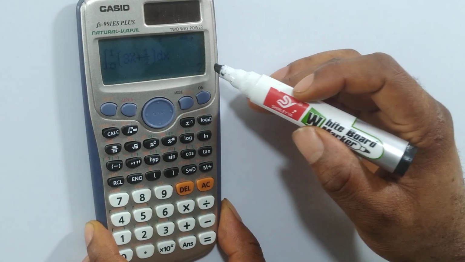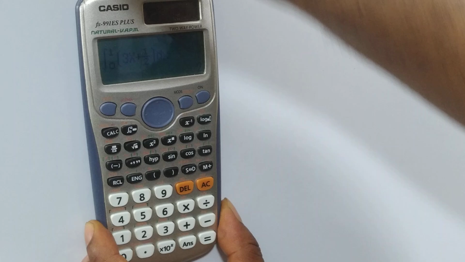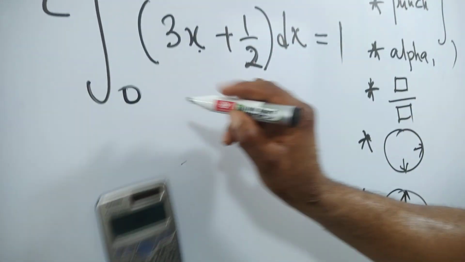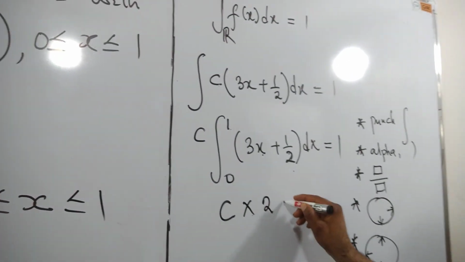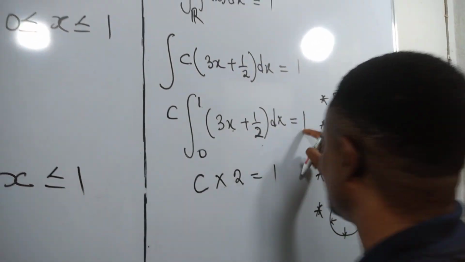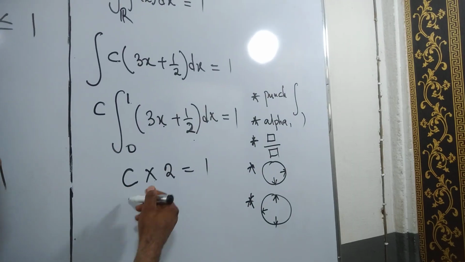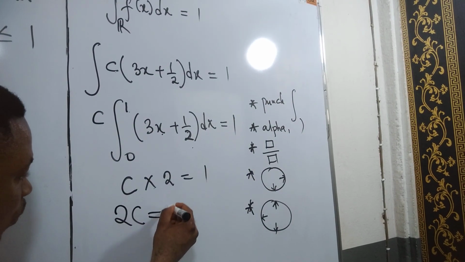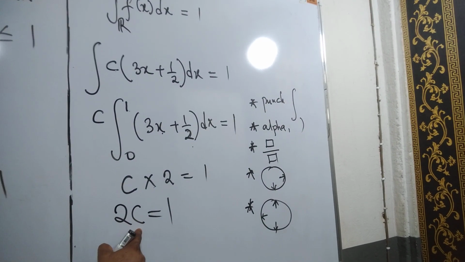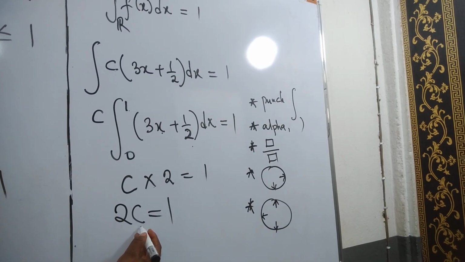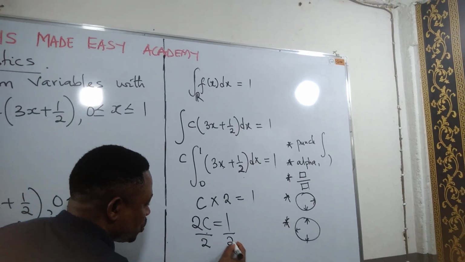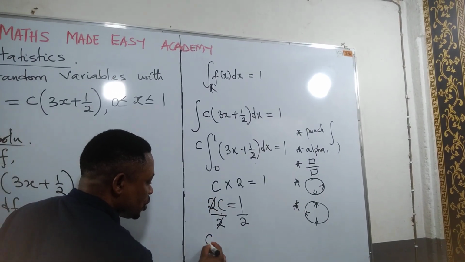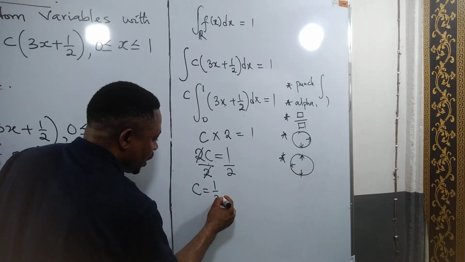It has given us 2. So which means the whole of this is 2, right? I will now say C times 2 is equal to this particular 1. C times 2 will give us 2C, equal to 1. Remember, the question says obtain the value of C. Make C the subject of the formula. Divide this by 2, divide this by 2. 2 will cancel 2. So the value of C is 1 over 2. And that is the answer.